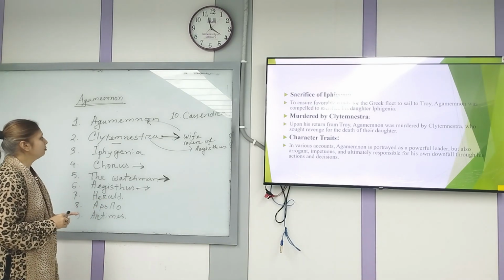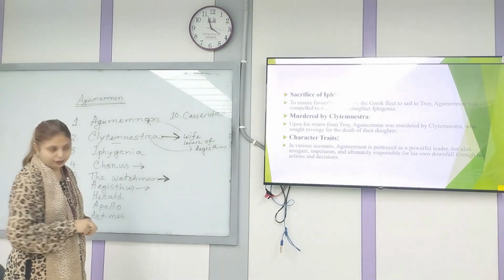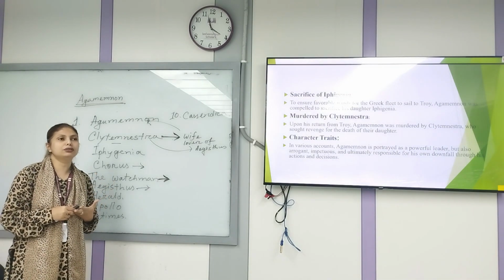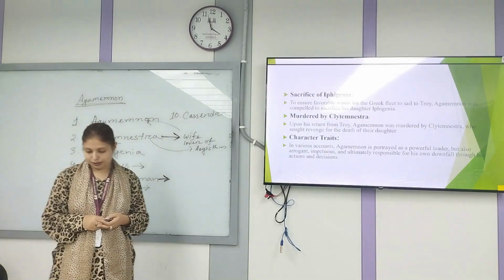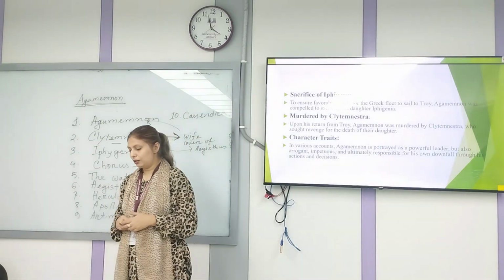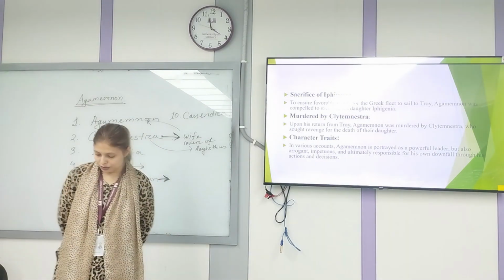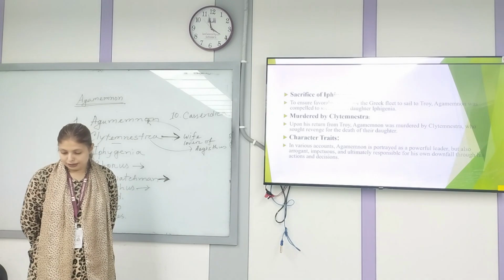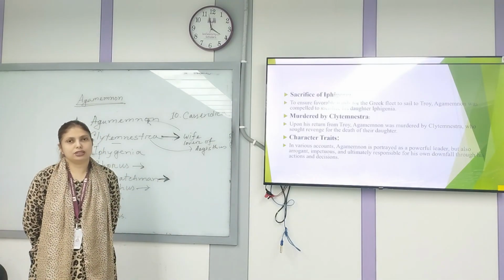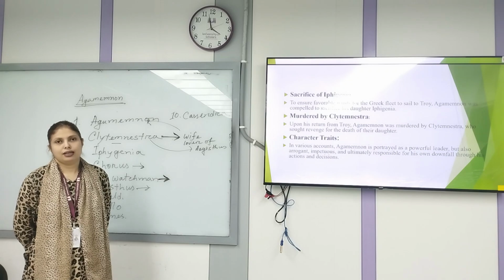Aegisthus was the cousin of Agamemnon and the beloved of Clytemnestra, Agamemnon's wife, and he has his own reason for hating Agamemnon. Agamemnon's father Atreus killed Aegisthus' siblings. We can say that Atreus killed his brother Thyestes' children and tricked Thyestes into eating his own children.